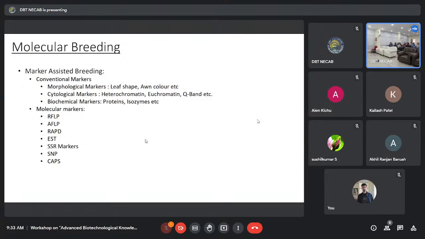Then came protein markers, like isozymes or storage proteins. Then extraction of DNA and manipulation of DNA became very common, and the marker came: RFLP, restriction fragment length polymorphism. Then PCR came, and as PCR came, the markers were RAPD and AFLP. Then when sequencing became possible, SSR markers. And now ruling the roost are SNP markers, single nucleotide polymorphism markers.